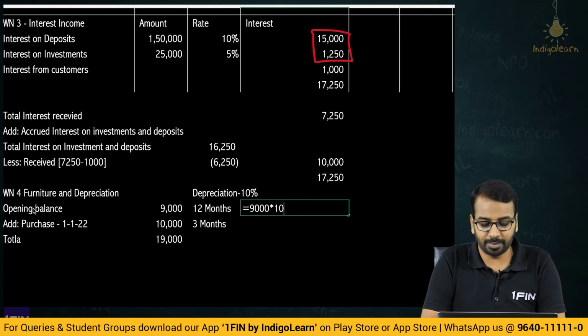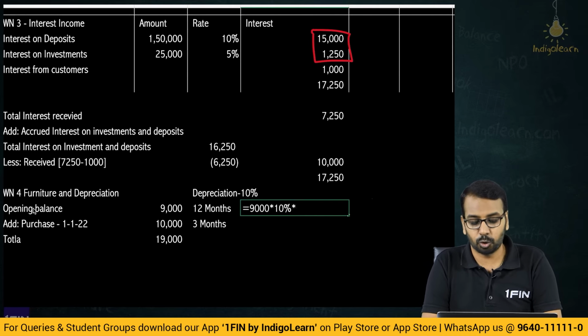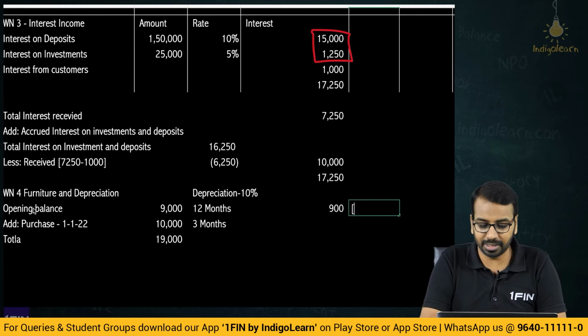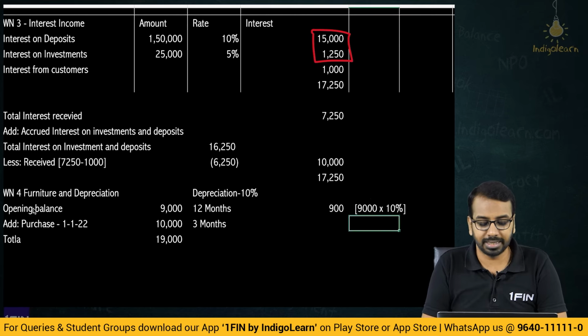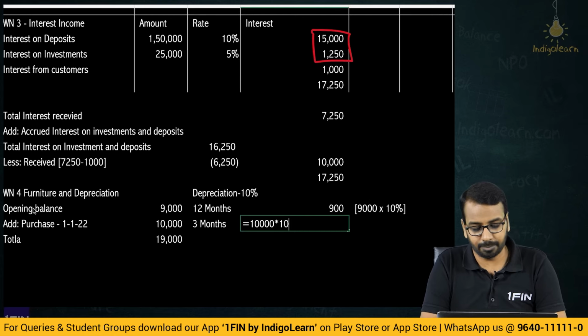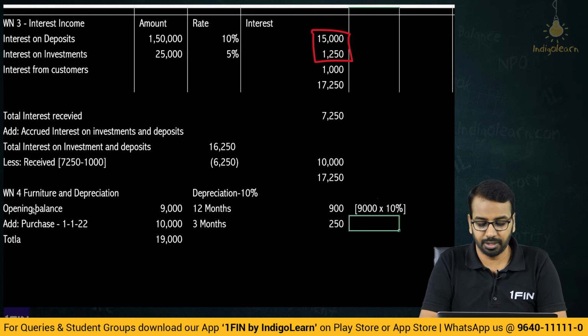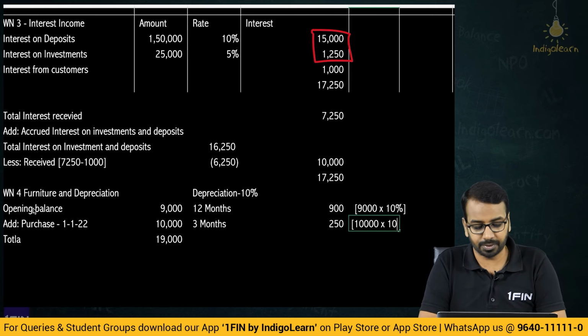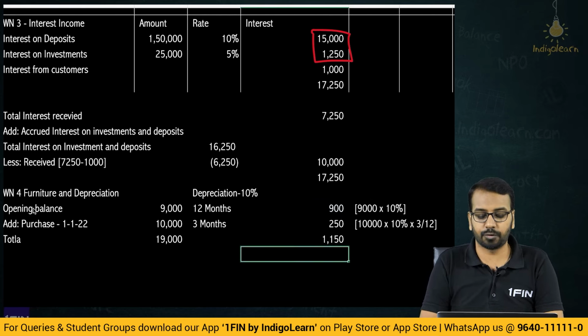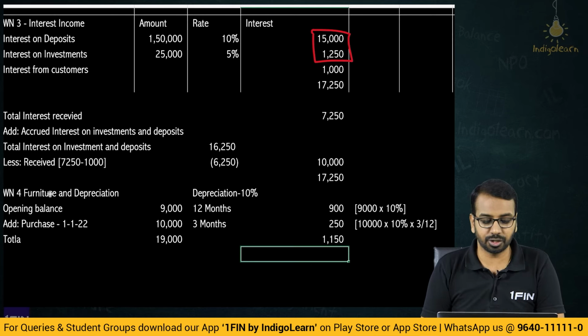9,000 multiplied by 10% multiplied by 12 divided by 12. Or you can just say 9,000 into 10%. This is 900. How did we get this? 9,000 into 10%. Then for 3 months, 10,000 multiplied by 10% multiplied by 3 divided by 12. So you get 250. So what is the total depreciation? 900 plus 250, 1,150. So depreciation amount, right?